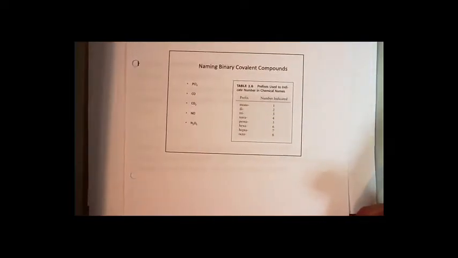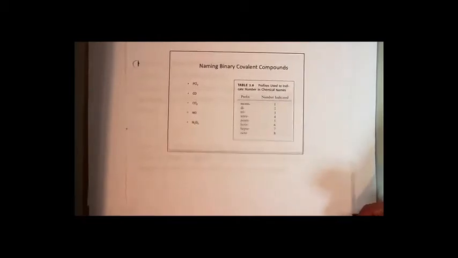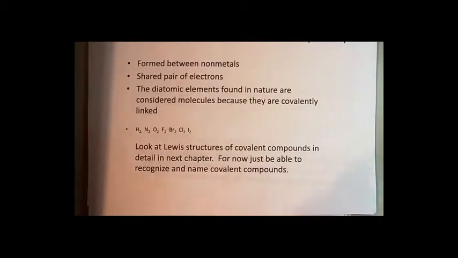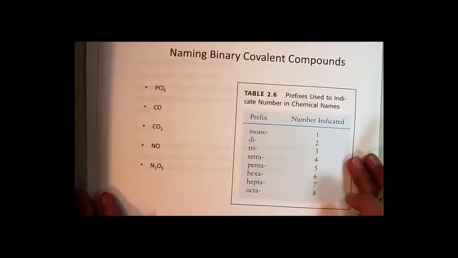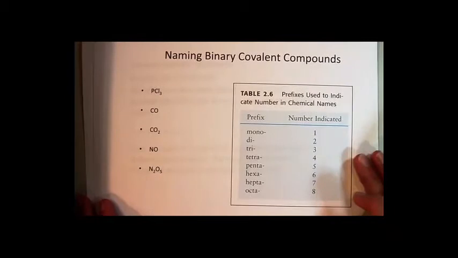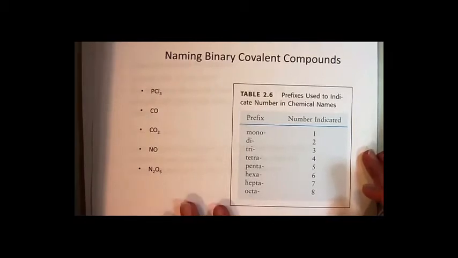First, we're going to look at naming binary covalent compounds. Binary means there's just two different, oh, this is the wrong table. Oops, my bad. I couldn't figure out why that was so small. Naming binary covalent compounds. Binary covalent compounds just have two different types of elements in them.